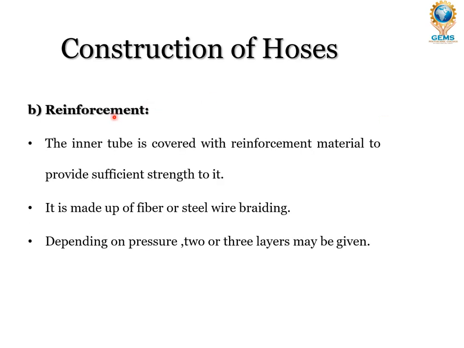The middle layer is the reinforcement layer. The inner tube is covered with reinforcement material to provide sufficient strength to it. So it is made up of fiber or steel wire braiding. Depending on pressure, two or three layers may be given.